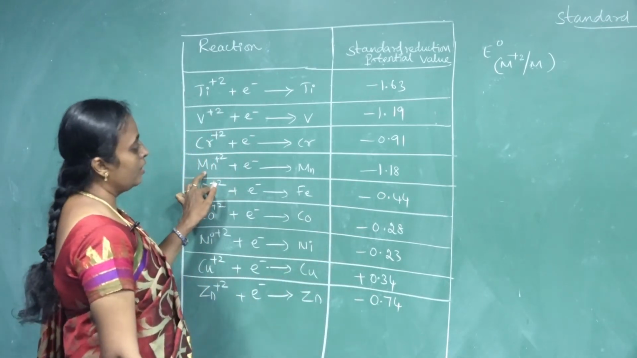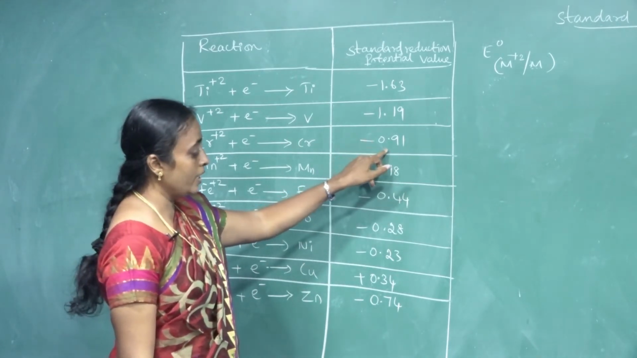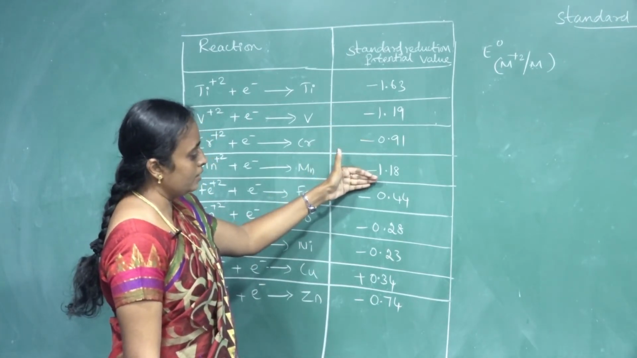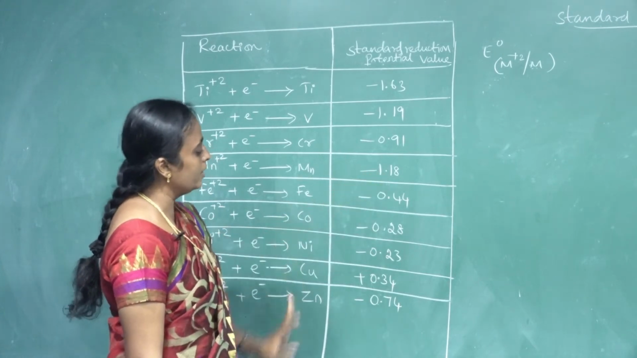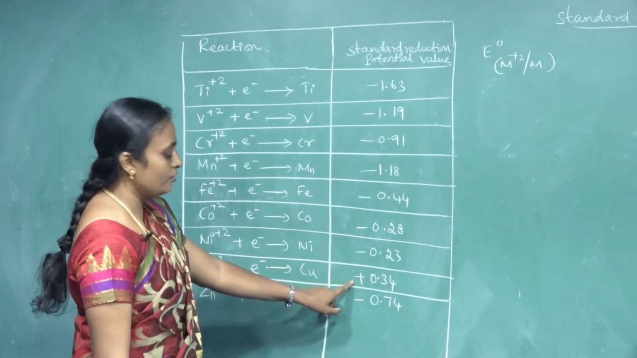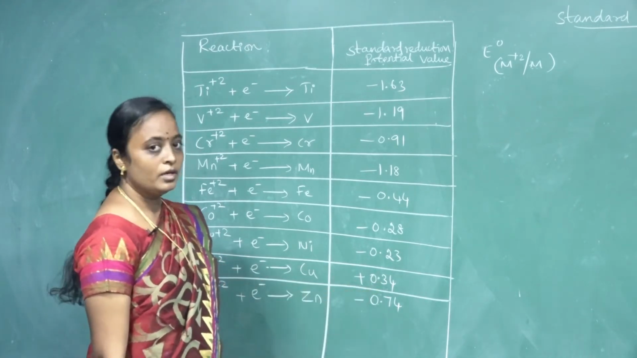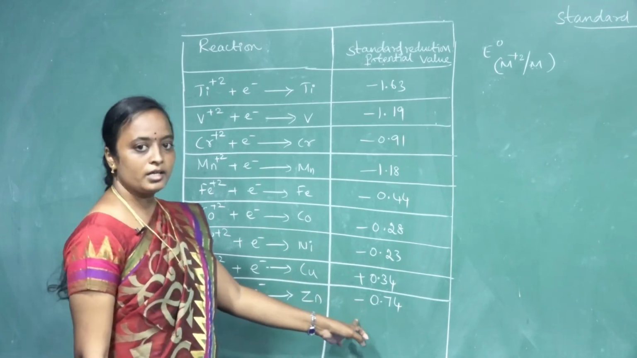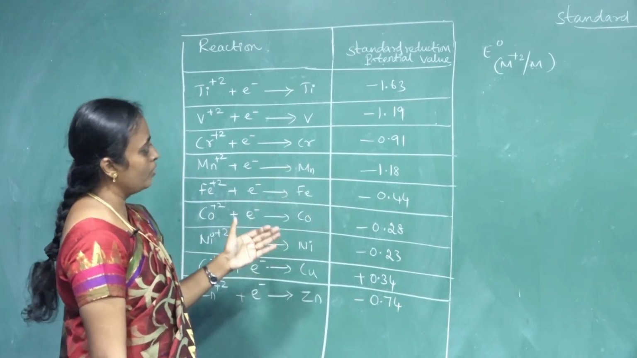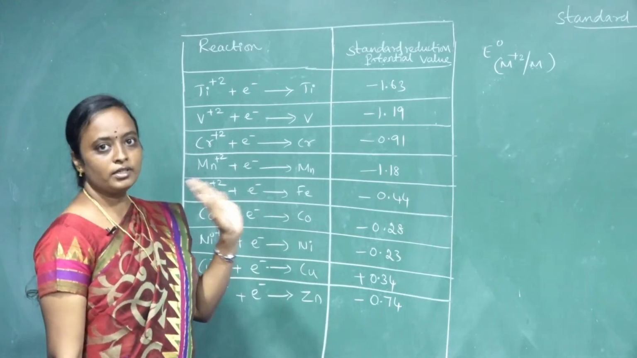When we take manganese, it is minus 1.18, though actually we expect a less negative value compared with minus 0.91, but we get an exceptional behavior. As you move from iron, cobalt, nickel, instead of getting a negative value for copper, you get a positive value, plus 0.34. Again for zinc we get a negative value, minus 0.74. So you are not getting a regular trend, increasing or decreasing. We are going to discuss the reason for that.